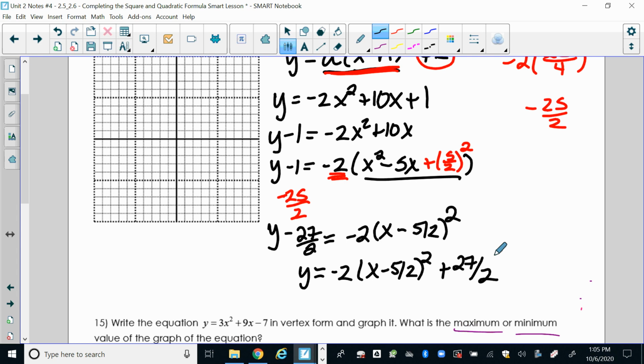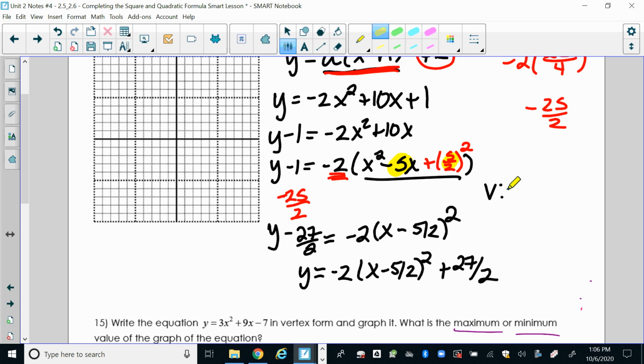Now this is very ugly because of the fact that our b value was not an even number, right? When our b value is an even number, dividing it by 2 is easy to do. But since our b value here is an odd number, when we divide by 2, we get a fraction, we get a decimal. So when we square it, we get a fraction again. So it ends up providing us with not integer values for our coordinates of the vertex, but that's okay. Fractions are numbers too.